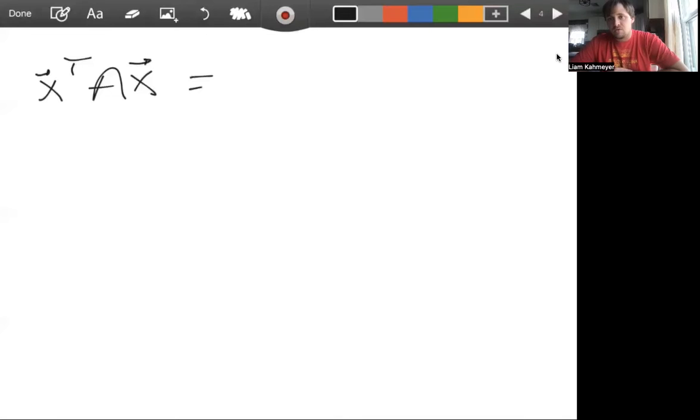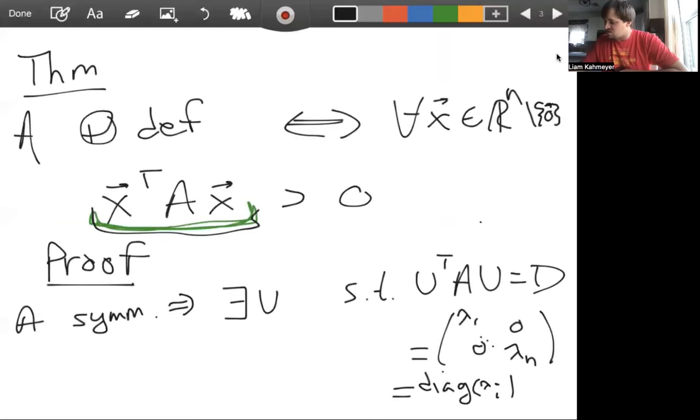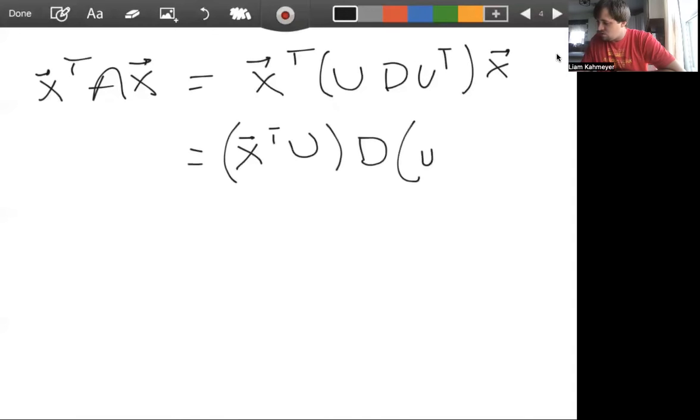So x transpose A x, well, since A is orthogonally diagonalizable, that means we can write A as x transpose, and then we'll have U D U transpose, and then x, right? What we're doing is we're just taking this relationship, but we are isolating A, right? Just take a couple transpose products there. Now we can use associativity to group. So we have x transpose times the orthogonal matrix U, D, and then we have U transpose times the vector x.